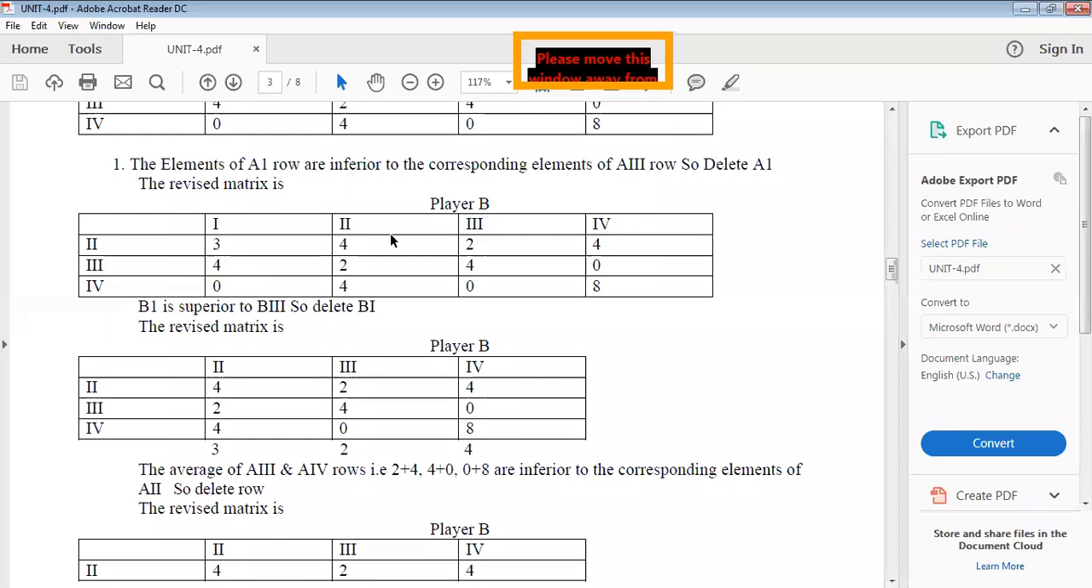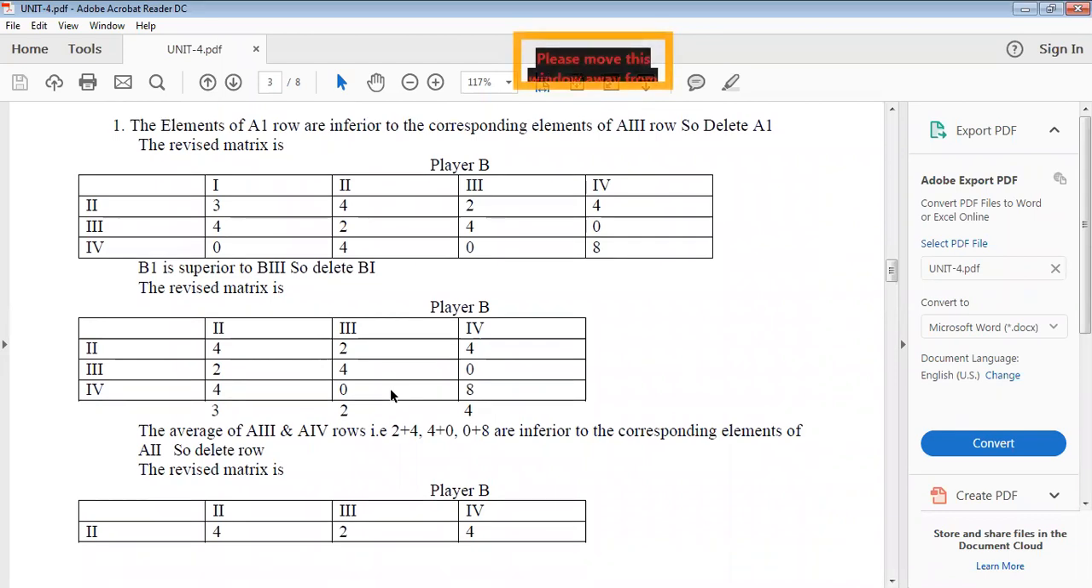Column 1 is dominating column 3. Therefore, column 1 will go out automatically. The column which is dominating will go out automatically. You are left with 2, 3, 4. So here 2, 3, 4 columns are there. Second column, third column, and fourth column are left. So 424, 240, and 408 are left.